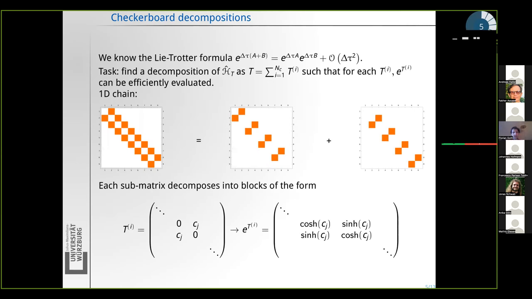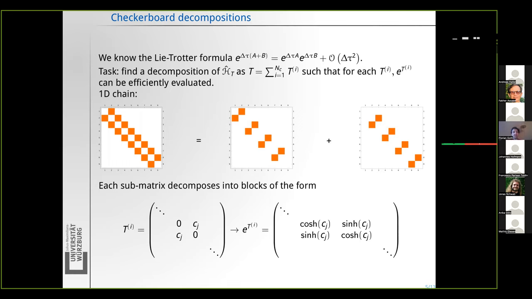So this is where the checkerboard decomposition comes in, since it enables us to decompose a less sparse matrix, so to speak, into multiple even sparser matrices. Usually the hopping matrix is a sparse matrix, and to be able to efficiently exponentiate it, we decompose it into a sum of sub matrices, such that we can rewrite the hopping matrix as a sum from 1 to the number of checkerboard matrices over these checkerboard matrices.